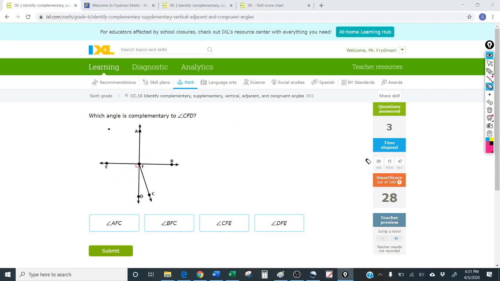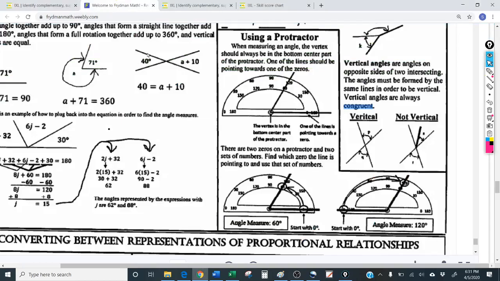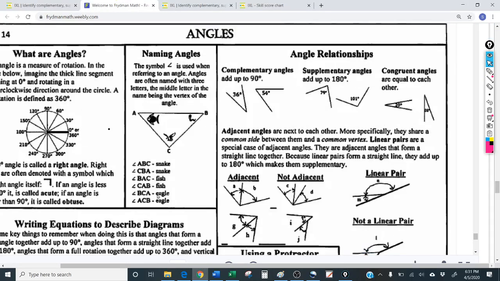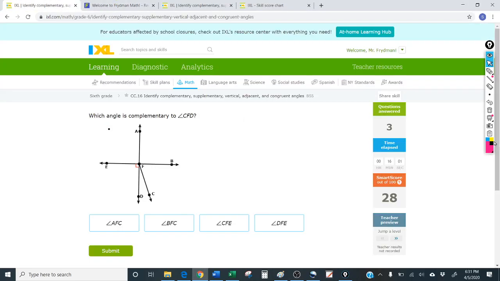Which angle is complementary to angle CFD? Okay, so I have to remember, what do they mean by angle CFD? Well, that goes back to naming angles, right? So they mean this right over here. Starting from C, we go to F, and then we go to D.